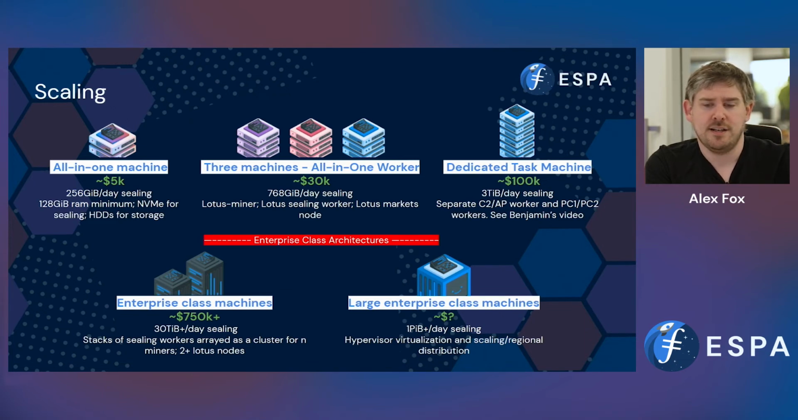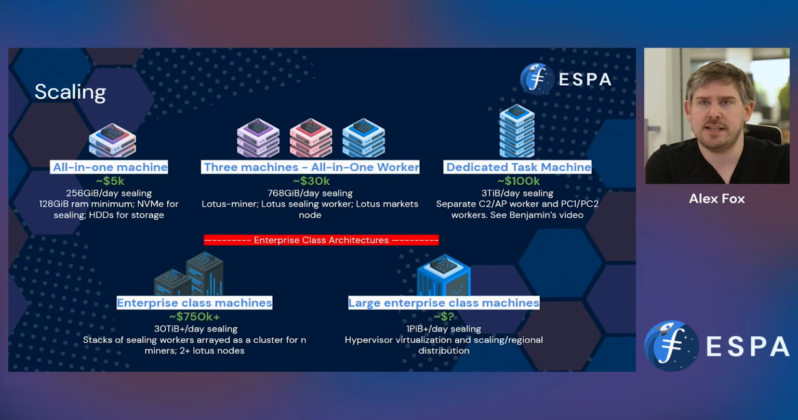If we're looking to spend around $100,000, then we can further increase the sealing performance and the efficiency through the use of dedicated machines for all of the different sealing processes. And Benjamin has a video on this topic, and he will be presenting part 2 of this architecture presentation in module 3B. So he may have something to say about that as well.